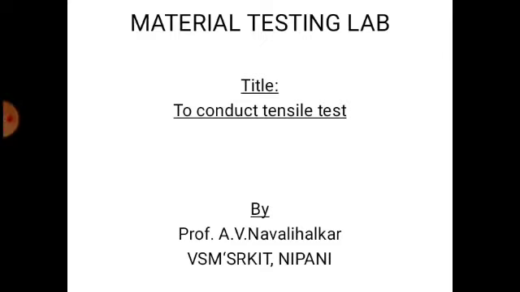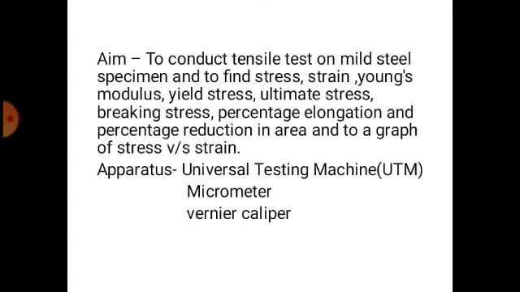Title of the experiment is to conduct tensile test. Aim of the experiment is to conduct tensile test on mild steel specimen and to find stress, strain, Young's modulus, yield stress, ultimate stress, breaking stress, percentage elongation and percentage reduction in area, and to plot a graph of stress versus strain. Apparatus required are universal testing machine, micrometer and vernier caliper.